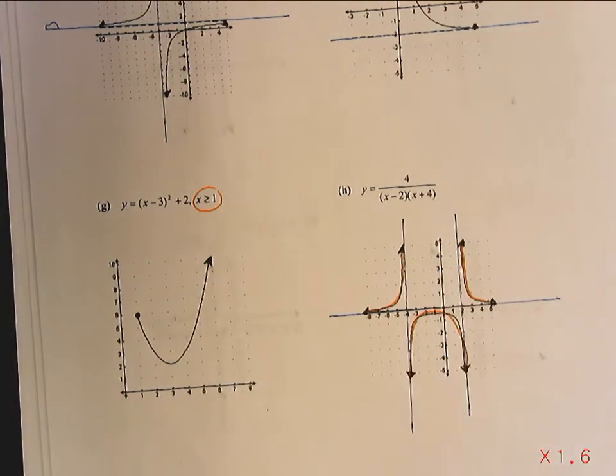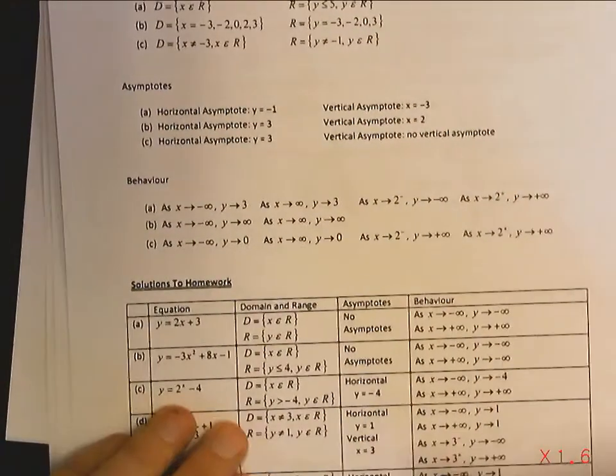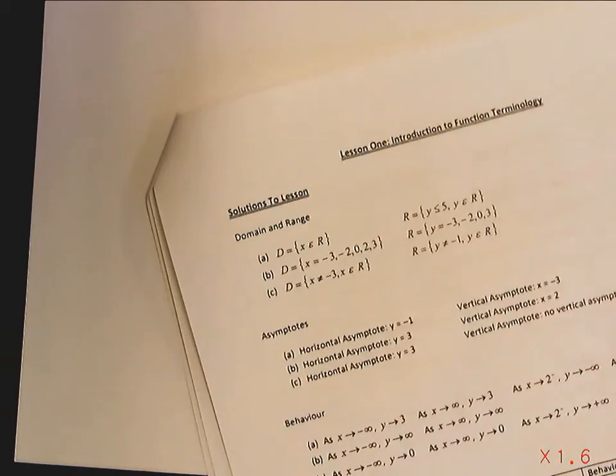So what you're going to do is go through all those, and you're going to discuss them in terms of domain and range and end behavior, and all of your answers are here and here. Okay? All right, guys, I'm going to leave that with you and finish this up, and we'll move on from there.